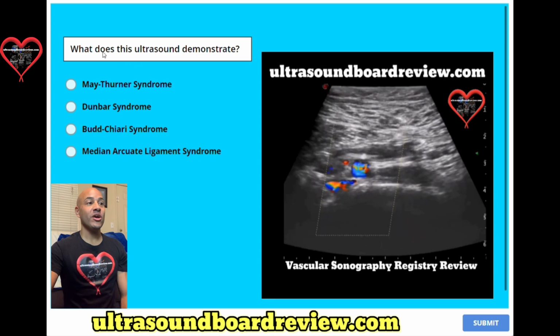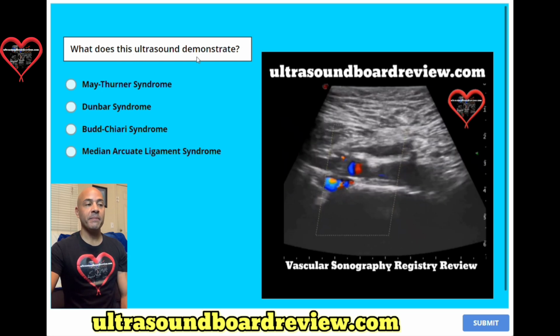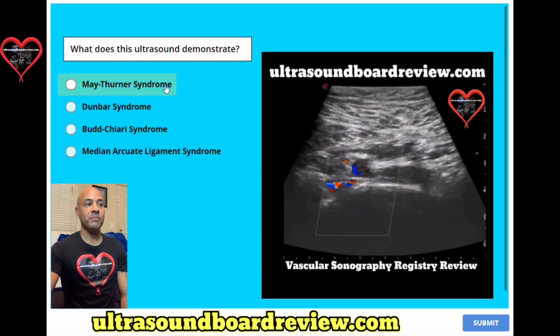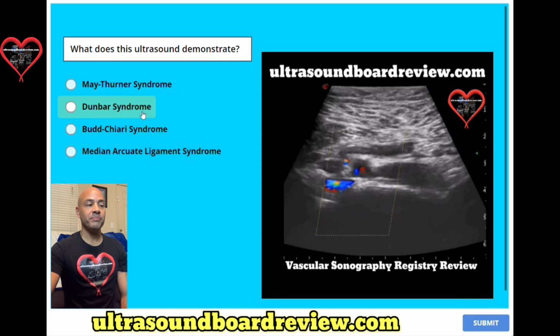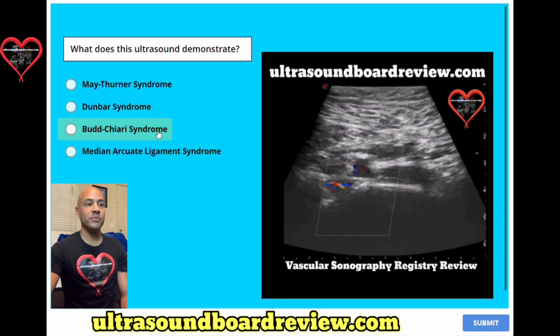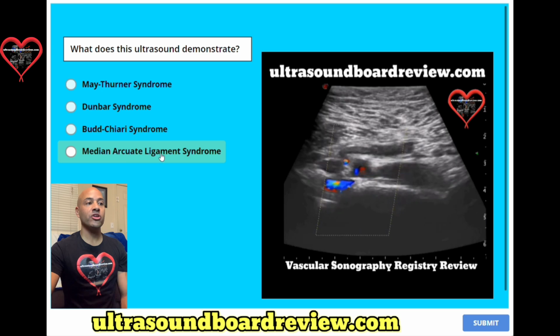Question 80. What does this ultrasound demonstrate? A. May-Thurner syndrome. B. Dunbar syndrome. C. Budd-Chiari syndrome. Or D. Median arcuate ligament syndrome.